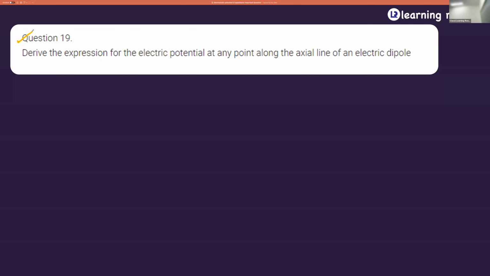Similarly, from the leftmost charge, which you took to be positive, the distance is R plus A. Do you all get the answer? So when you take the positive charge here and negative charge here, this is the point at which you are expected to calculate the potential.